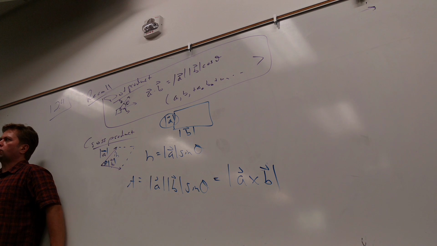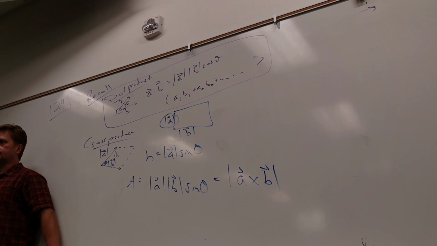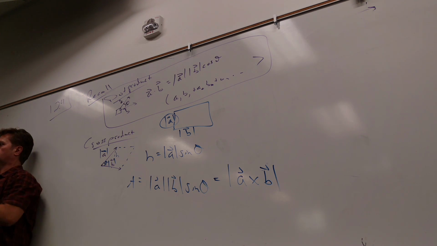So when you find any cross product between two vectors and you take the length of that, that's the area of the parallelogram those would make. That's stupid awesome.